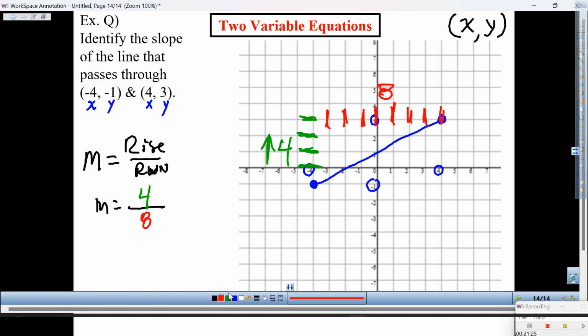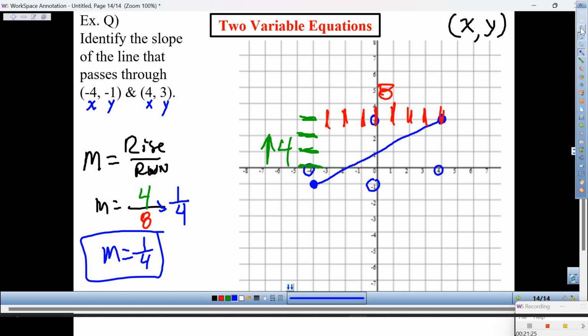Can I simplify this fraction, guys? Yes? Divide by 4, so it's 1 over 4. So my new slope is 1 over 4. From 1 to 5, yes? So review. Let's do another one.